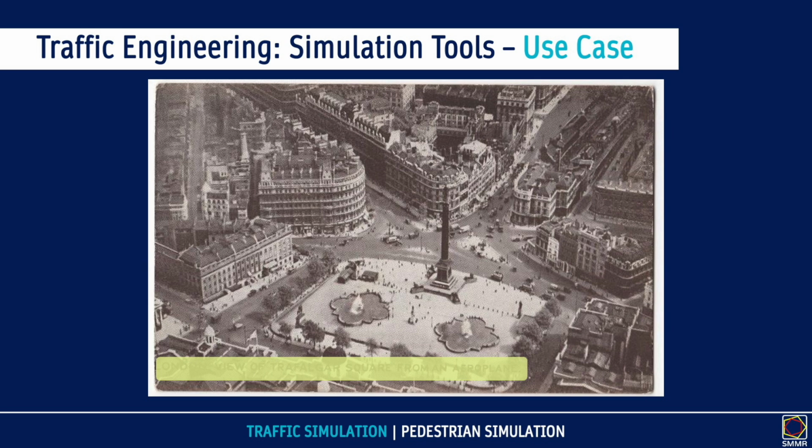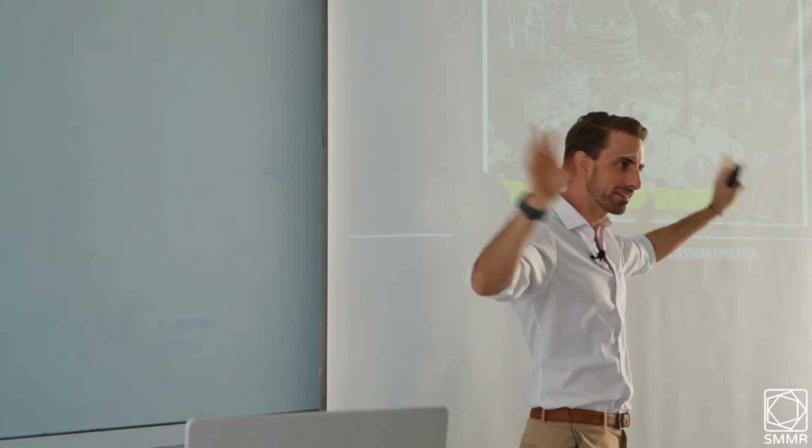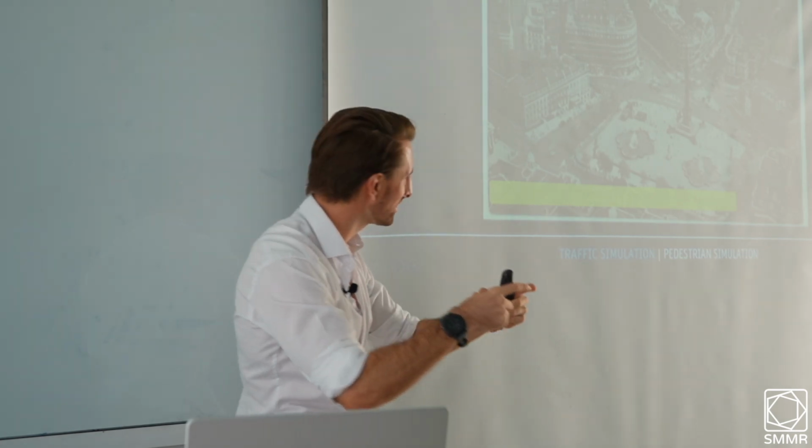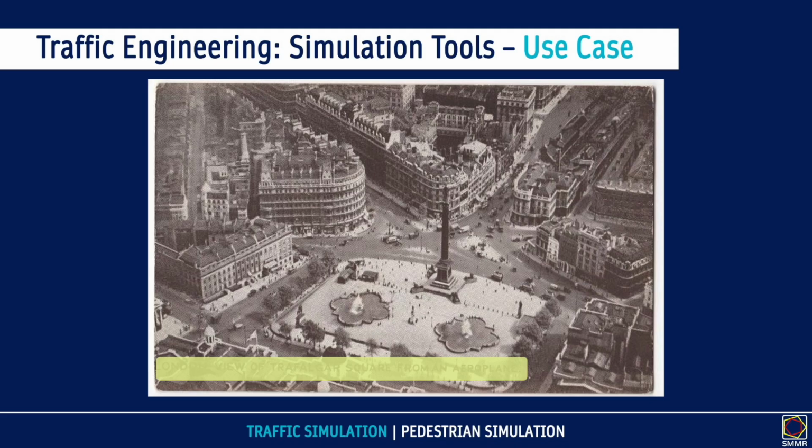I also want to share a use case. Does anyone know where this is? No. It's a very old photograph of a famous place in a European city. So this is London, a big city, 10 million people, and this is arguably the heart of the city. This is right in the middle. And this is about 100 years ago. And you can see here, it's called Trafalgar Square. It's basically a big roundabout, or it used to be.